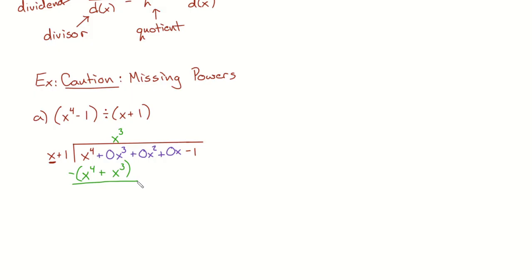But now let's look. We have x to the 4th minus x to the 4th. What does it leave us with? I'm not even going to write it. We have 0x cubed minus x cubed. Gives me what? Negative x cubed. And it feels super silly, but I am going to write plus 0x squared.